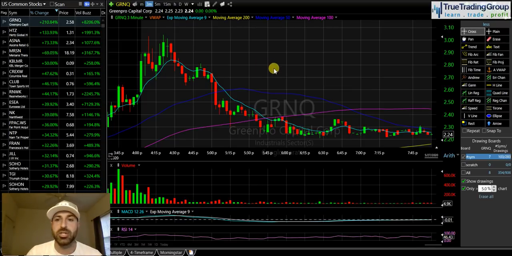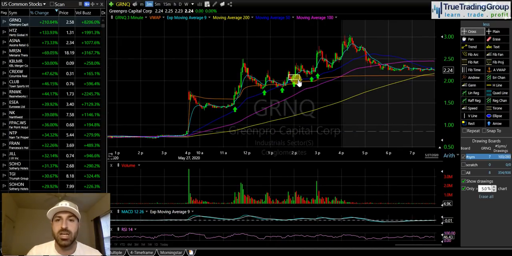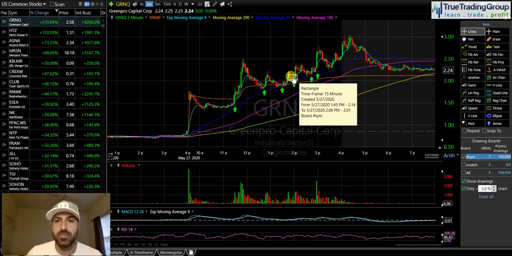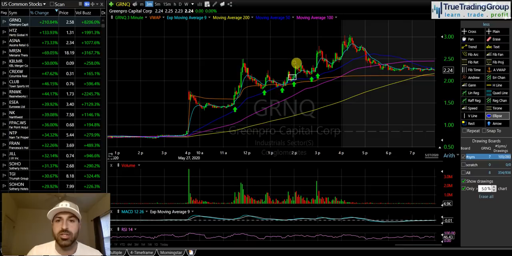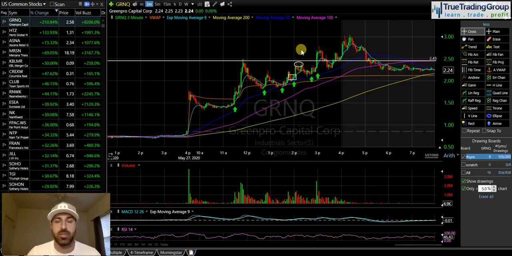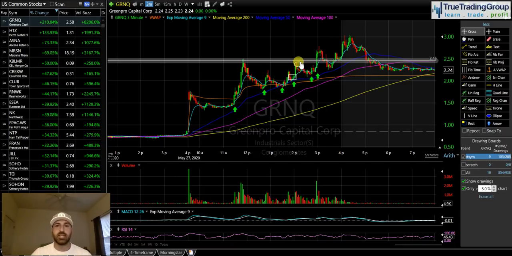Let's go back to the 3-minute chart just so I can show you guys the take profits. So here's the entry. Here is the initial entry at 2.11. There is your first take profit, which was in front of the high of the day, because I want to make sure I take 25% of my position off in case the high of the day does not break. Then we pull back in.